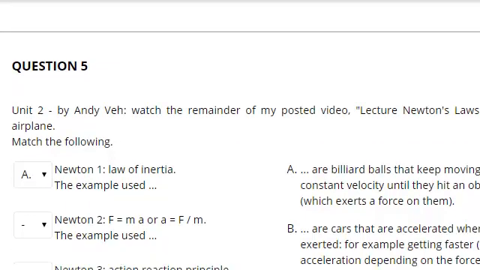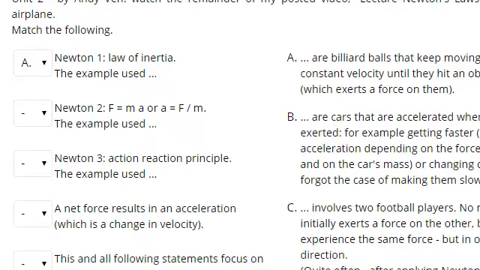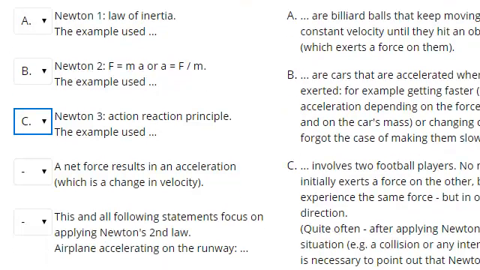Alright, for this one here, you have to watch a certain video that I posted. Again, you're going to go back to the Unit 2 that's posted in Blackboard, and you find the link to those videos, and you watch them. You should be able to answer that question. And I want to say, off the top of my head, these are in the correct order. So something about billiard balls, and then cars, and then football players, and so on.